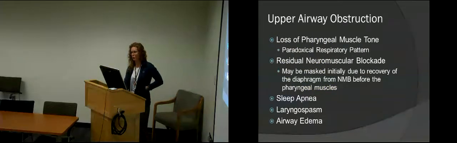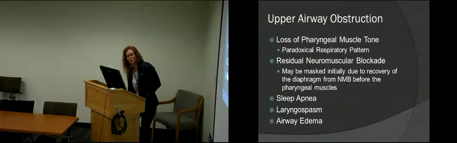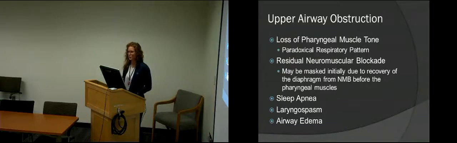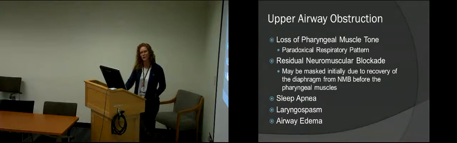Upper airway obstruction is defined as the loss of pharyngeal muscle tone. The patient has that paradoxical respiratory pattern. If you've ever seen this, it almost looks like you see them trying to take something in, and you see the muscles move, but you'll never see chest rise. I know you just talked about neuromuscular blockade yesterday, so residual neuromuscular blockade. This can be masked, because the diaphragm comes back before the pharyngeal muscles. So even though they're trying to inspire and pulling down the diaphragm, the muscles aren't in tone to open the airway yet. Causes include patients with sleep apnea, laryngospasm, and airway edema.